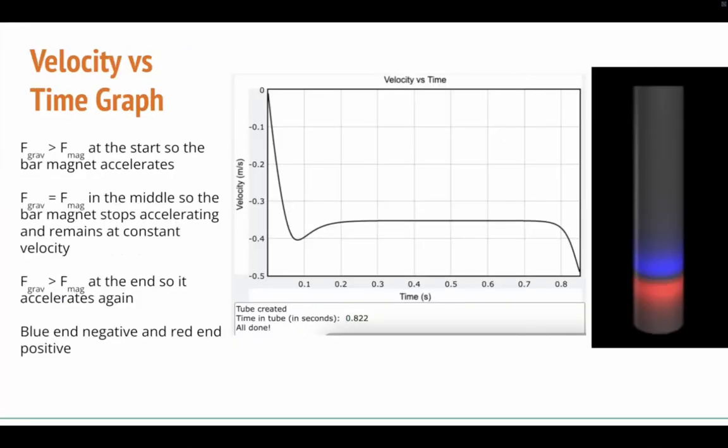In the velocity versus time graph, there's a steep slope at the beginning. This is because F grav is greater than F mag there, so the bar magnet will start to accelerate. In the middle, there's no slope, so F gravity is equal to F magnetic, and the bar magnet will stop accelerating and remain at a constant velocity. F gravity is greater than F mag at the end, again, so it'll accelerate as shown on the graph. The blue end is negative and the red end is positive on the far right image.